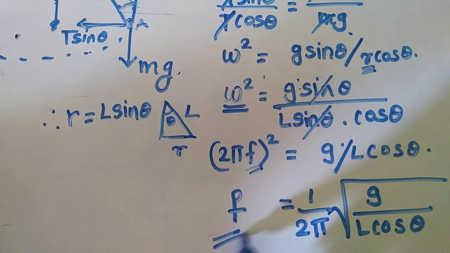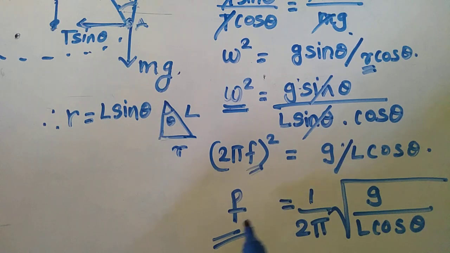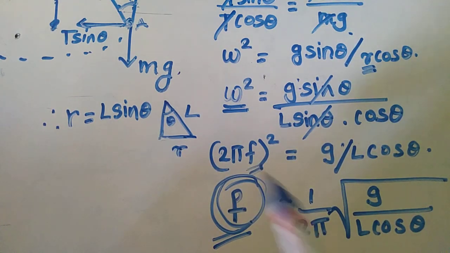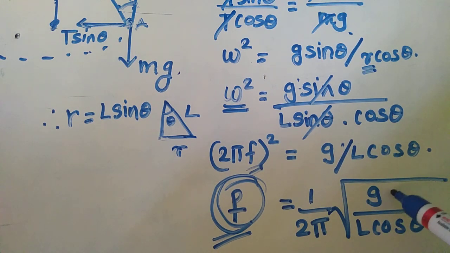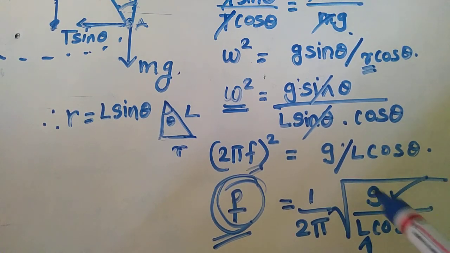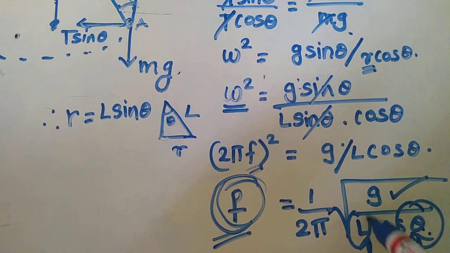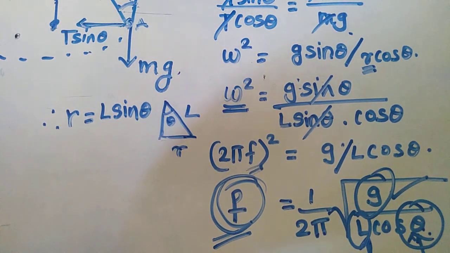So the question for this is: on which factors does the frequency depend and on which factors is it independent? The frequency of revolution of the bob of a conical pendulum depends on the acceleration due to gravity, the length of the string, and the conical angle theta. So it depends on theta, L and g. It is independent of the radius R of the circle.